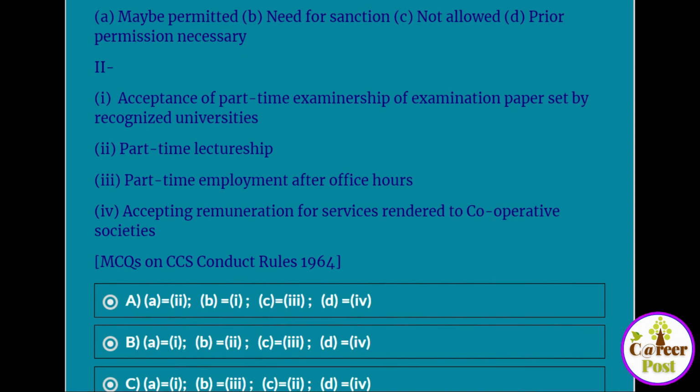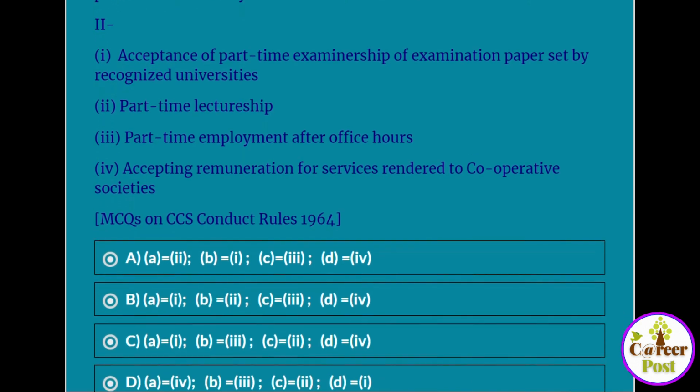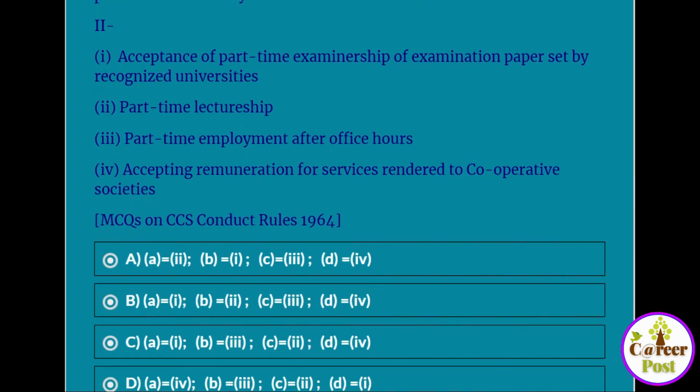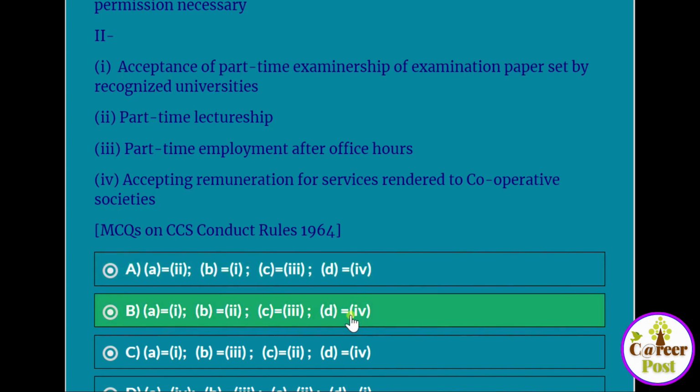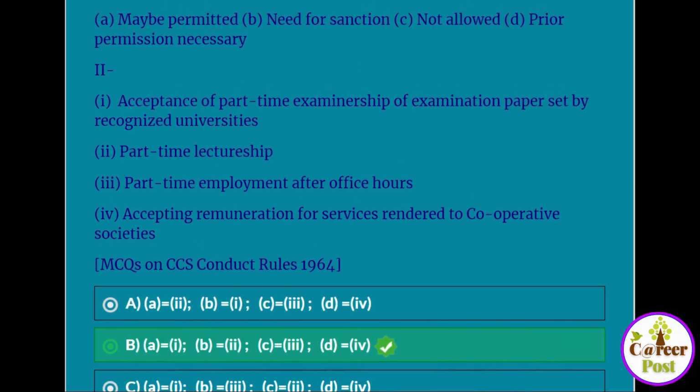Acceptance of part-time examinership of examination papers set by recognized universities, part-time lecturership, part-time employment after office hours, accepting remuneration for services rendered to cooperative societies. So you have to match it. These are the 4 options given. Option B is correct. Here may be permitted, that is 1.